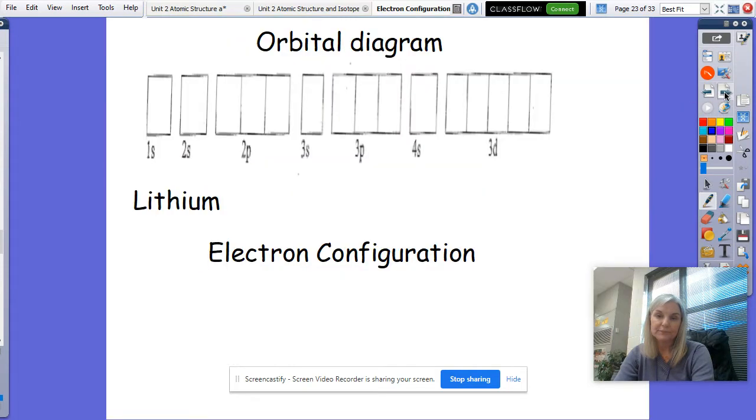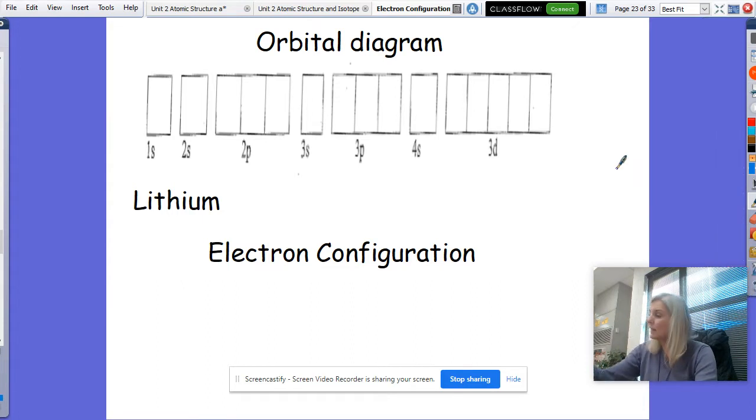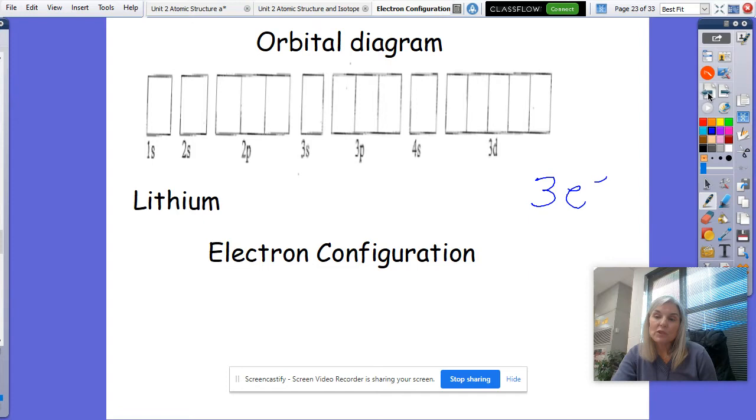All right, so if we look at lithium, let's look on the periodic table for lithium. And we notice that lithium has an atomic number of 3. So that means it has 3 protons and 3 electrons. So the electrons is what we're looking for. So this has 3 electrons. But we're going to go back to our periodic table, and we're going to use these colors to help us figure out how to draw the orbitals.